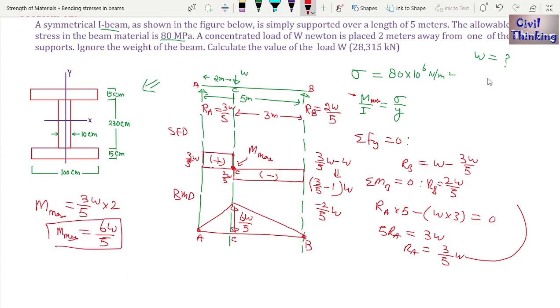Now what do we need? We need the maximum moment, M max, which is 6W upon 5, right? Now we need I, the moment of inertia of this I section, okay? So let me erase this first.